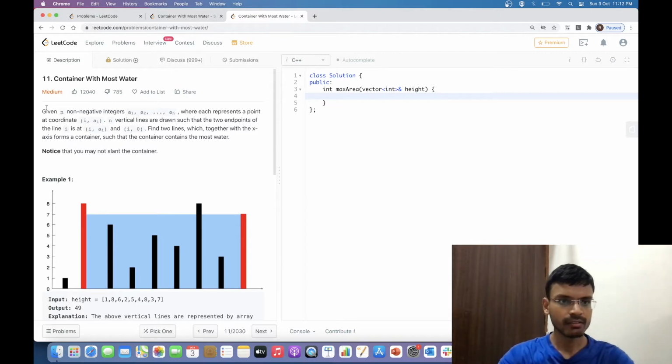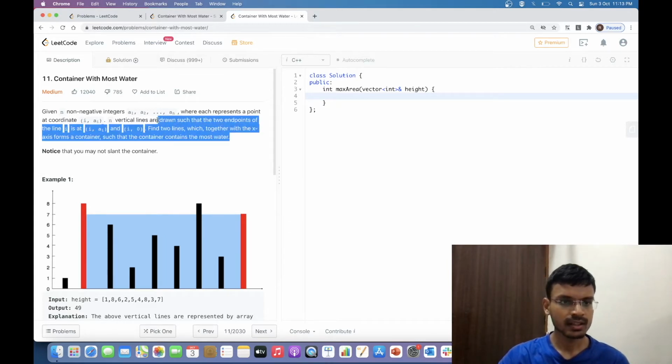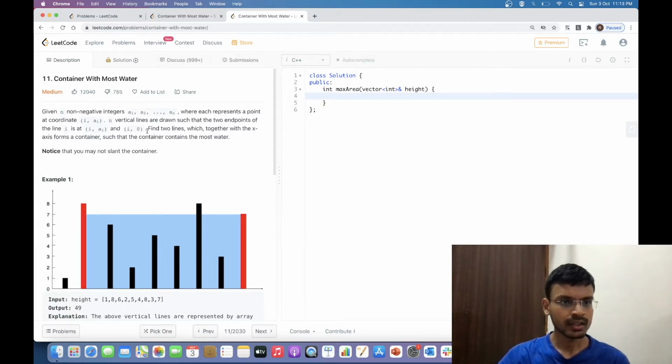Given n non-negative integers a1, a2 up to an, where each represents a point at coordinate (i, ai), n vertical lines are drawn such that the two endpoints of line i are at (i, ai) and (i, 0). Find two lines which together with the x-axis form a container such that the container contains the most water. Notice that you may not slant the container.